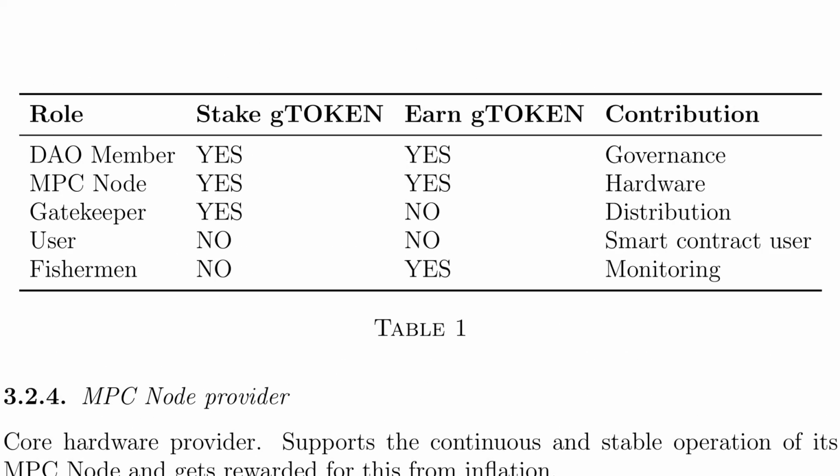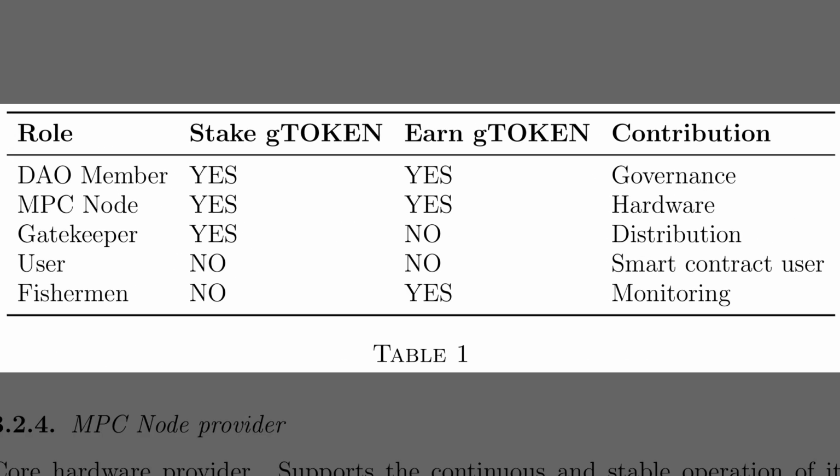Well, the previous figure focused on the technical request path, and Table 1 switches to the economic roles around it. Table 1 lists 5 roles, and whether each must stake or can earn the governance token, plus the type of contribution they make. DAO members and multi-party computation nodes both stake and earn, because they provide governance and hardware. Gatekeepers only stake for secure request distribution, while fishermen only earn for monitoring, and regular users neither stake nor earn, since they are just smart contract users.